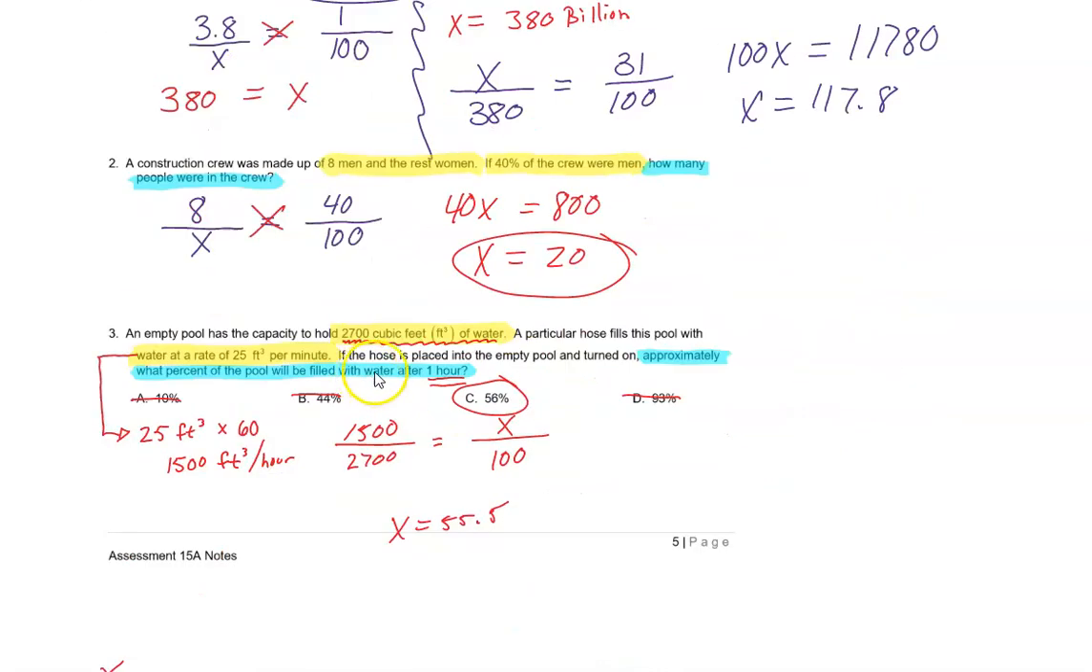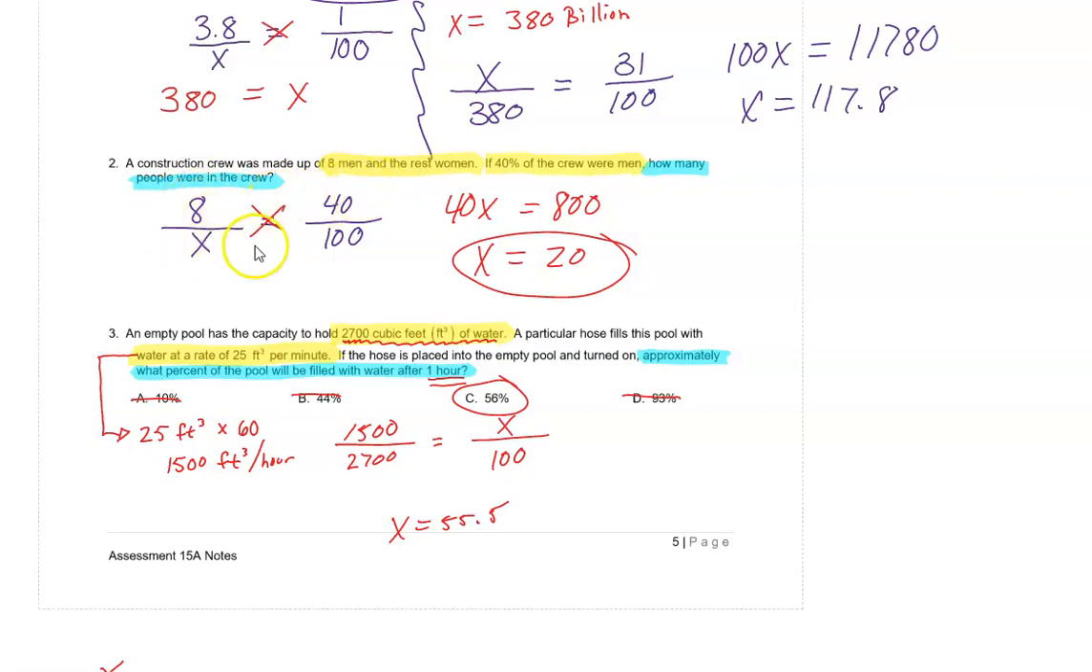Moving on to question 2, much easier question. A construction crew was made up of 8 men and the rest were women. If 40% of the crew were men, how many people were in the crew? So here's my is over of. They give me percent, 40% out of 100, because it's always out of 100. And the number 8 represents men. So luckily for me, 8 men and 40% are men. So men and men, I can have them equal to each other. 8 men is equal to 40%.